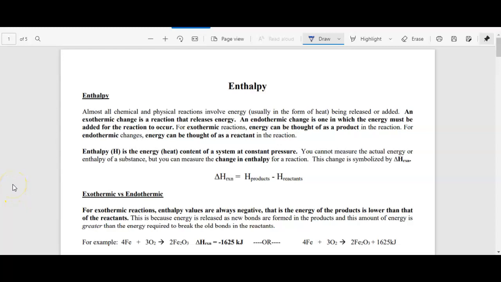All right, we're going to talk about enthalpy today. And what I'm going to do is read along with this. For those of you watching the video, you can skip through this if you don't want to hear the reading, but I will also pause and explain some things. So we're going to start with enthalpy.